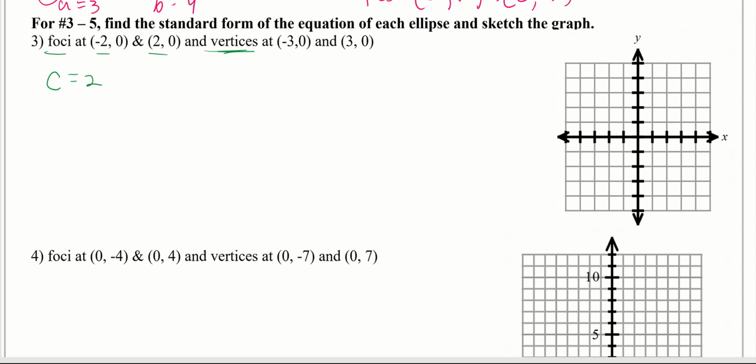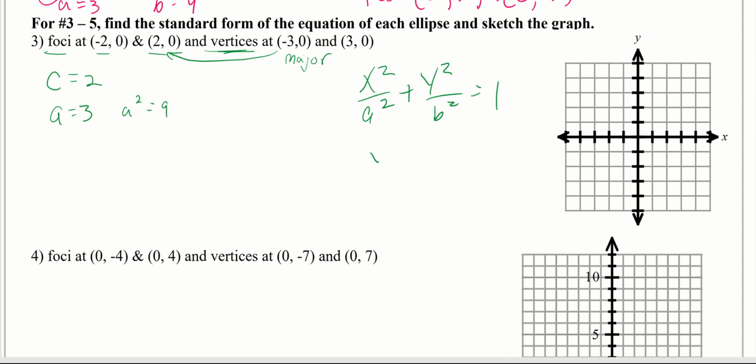How do I know if this is going to be, quote unquote, my A or my B? Well, we know this is going to be our major axis. The only reason we know that is because it's along the same line as our foci. So this is going to be A is equal to 3. Cool. And so as I set up my equation again, I want it to be something like this: x squared over A squared plus Y squared over B squared is equal to 1. So now I can figure out my A squared value, so A squared would equal 9.